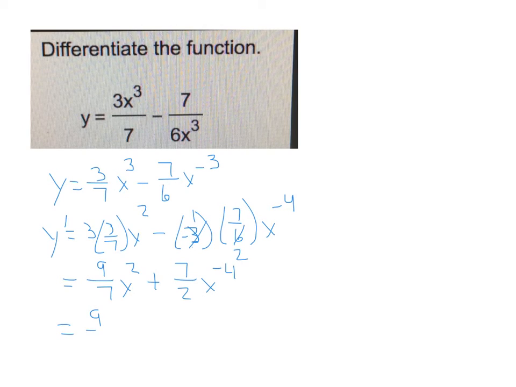And probably you would see the answer in the back of the book or the answer sheet given as 7 over 2x to the 4, like that.